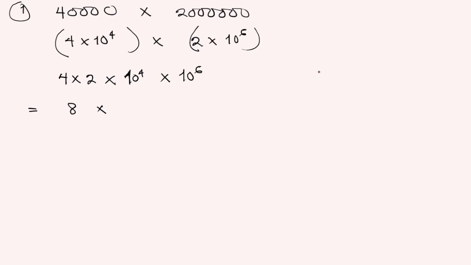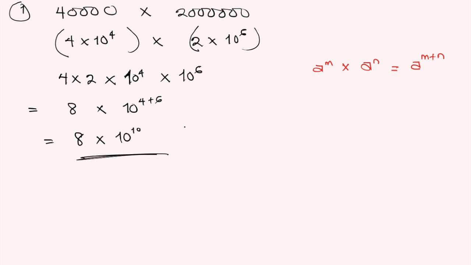Now to evaluate that, we would use the law of indices that says that a raised to the power m multiplied by a raised to the power n is equal to a raised to the power m plus n. And so this is going to result in a, which is 10, raised to the power 4 plus 6. And the answer to this is going to be 8 multiplied by 10 raised to the power 10. And that's how standard form also helps us to solve problems more easily.